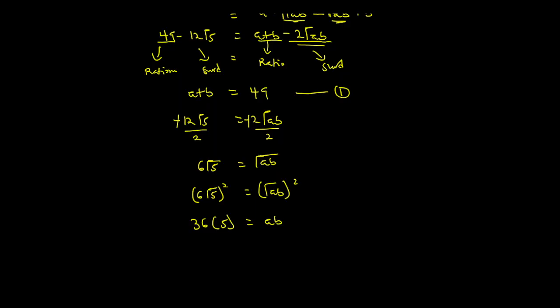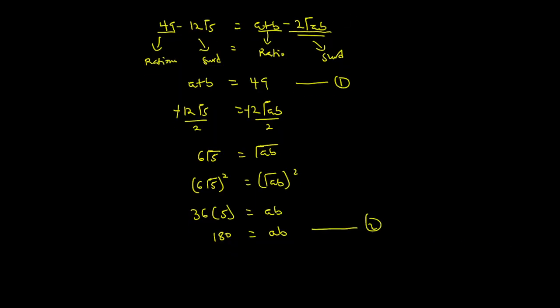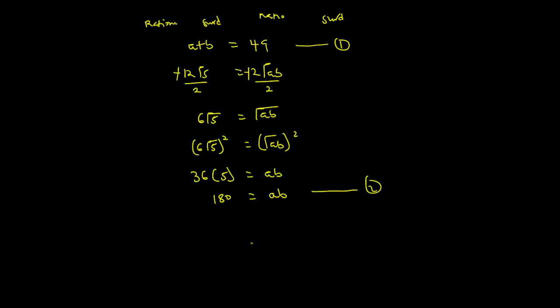So now let me press this on my calculator. 36 times 5, I'm having 180 is equal to ab. Let me call this equation 2. So now these are my equations. Let me write it the right way. I have a plus b is equal to 49, which is equation 1. I have ab is equal to 180, which is equation 2.